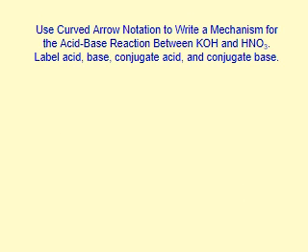So let's try a sample problem. The first step that you need to do in trying to write a mechanism is to write the structures of the molecules involved, or the species involved. So the first species is KOH, and hopefully you remember from general chemistry that that is an ionic species in which you have an ionic bond between a potassium ion and a hydroxide ion.